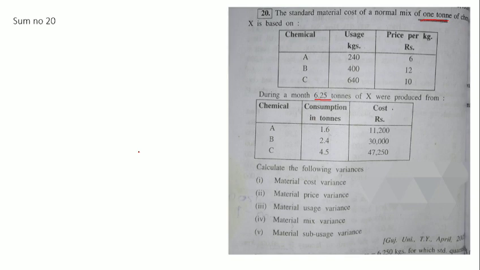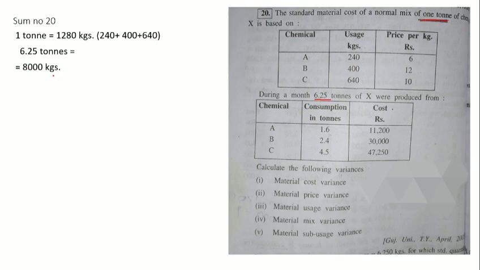So the first step is 1 ton equal to 1280 kgs, which is the total of these 3 kgs, 240, 400 and 640. So if 1 ton uses 1280 kgs, how much will be used in 6.25 tons? And the final answer is 8000 kgs. So this is total SQ.